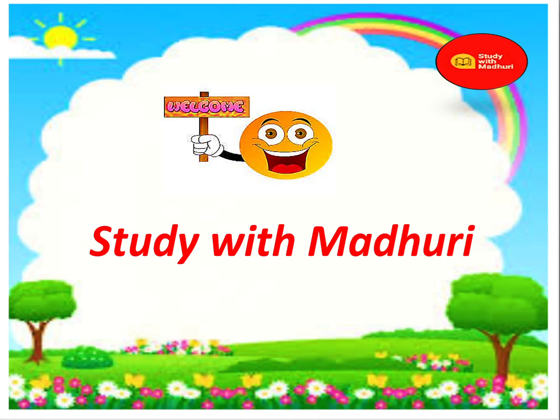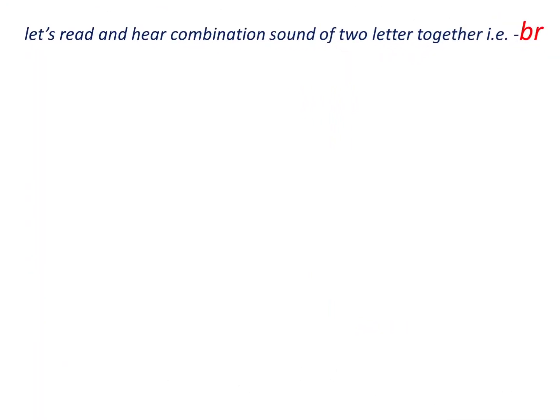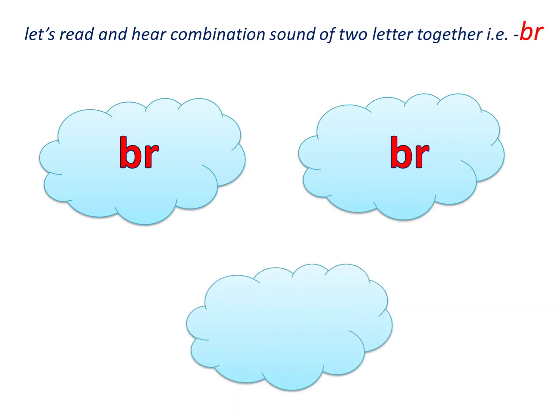In this video, we are going to learn about consonant blends. We will learn the combination sound of two letters together. That is br. B and R are consonant letters. When they are put together, they make the br sound. Br, br, br. Let's see the examples of the br sound.